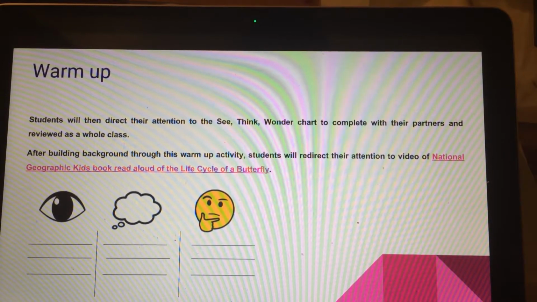Students will then watch a video of a National Geographic Kids read aloud focusing on the life cycle of a butterfly.